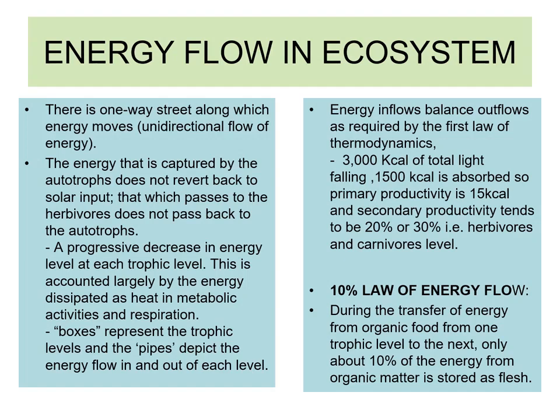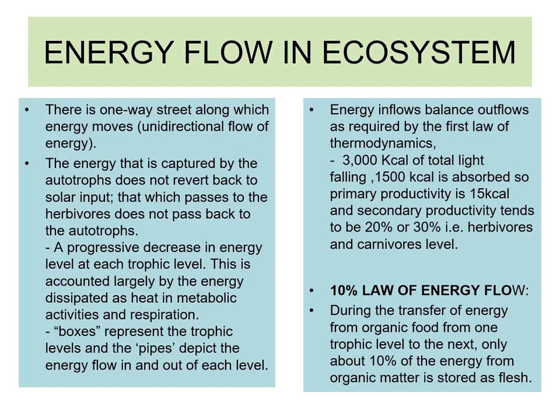This is accounted largely by the energy dissipated as heat in the metabolic actions and the respiration. So the boxes represent the trophic levels, and the pipes depict the energy flow in the ecosystem. The energy inflow balances the outflow, as required by the first law of thermodynamics. That is 3000 kilocalories of total light falling on the ecosystem.